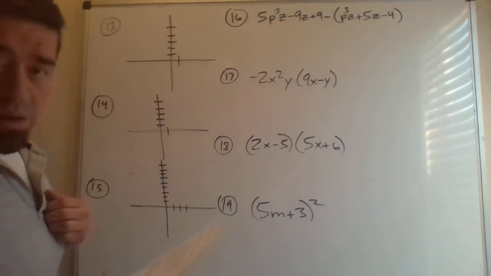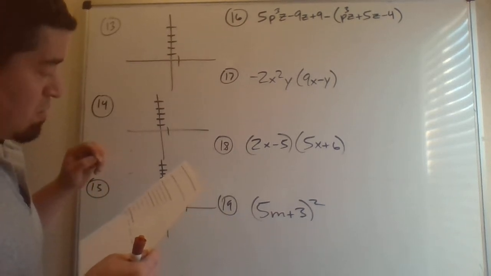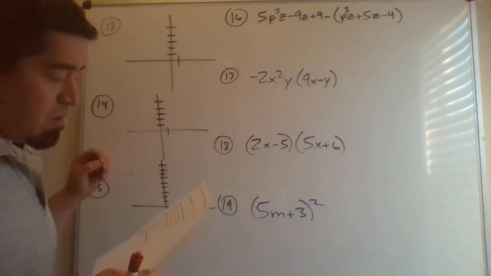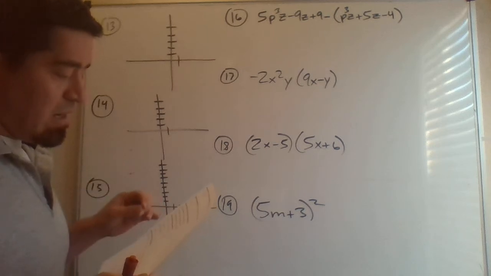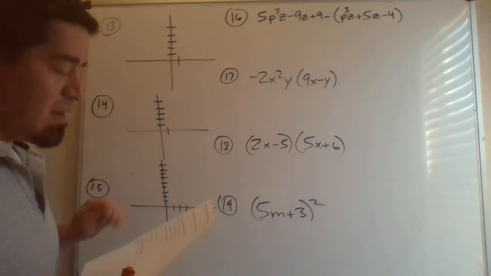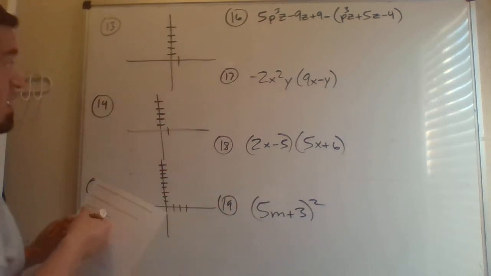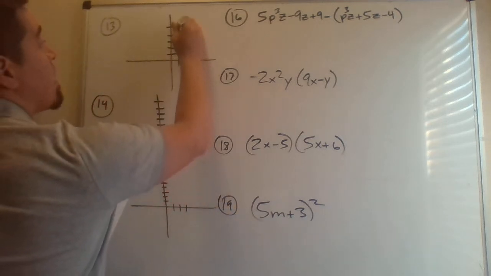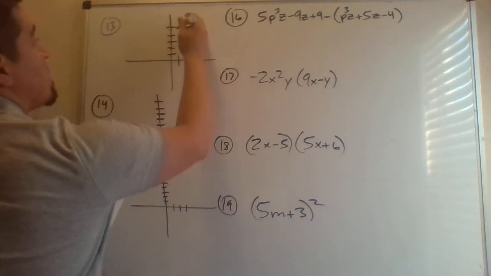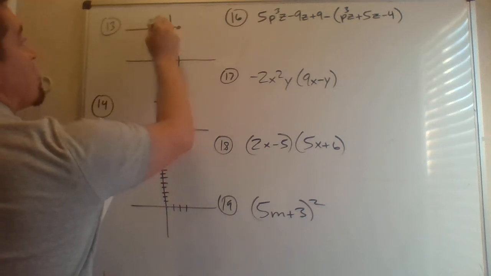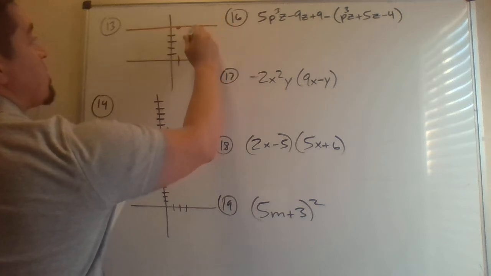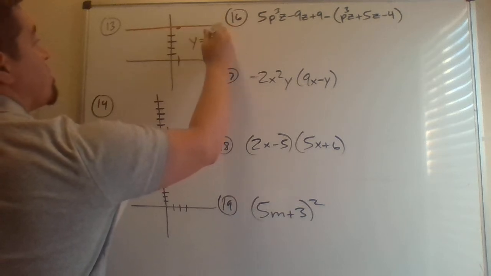Okay, so on 13, we're asked to determine the equation of the following lines, and I took it a step further just so you can see, but I'm going to graph them too. So we want the horizontal line that contains 1, 5. So 1, 5 would be right here. I want a horizontal line that goes through there. Well, that's the equation y equals 5.